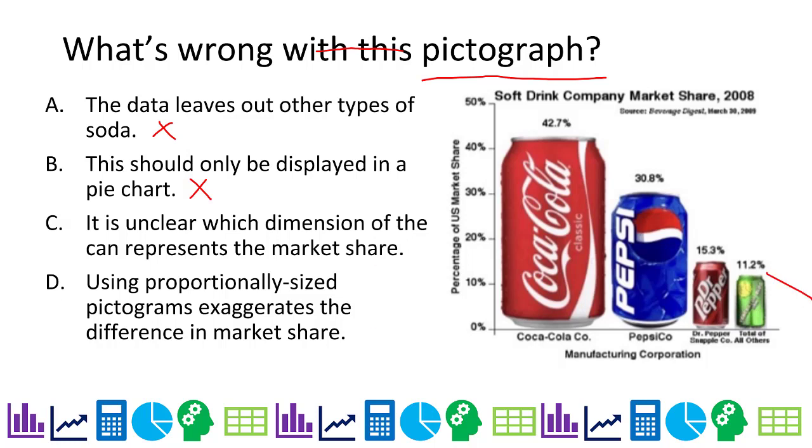So let's see, where's my pen? There you are. Here we are. So we're going to put an X here because this is the big rule. We do not use proportionally sized pictograms. They exaggerate market share. So the correct answer is D.